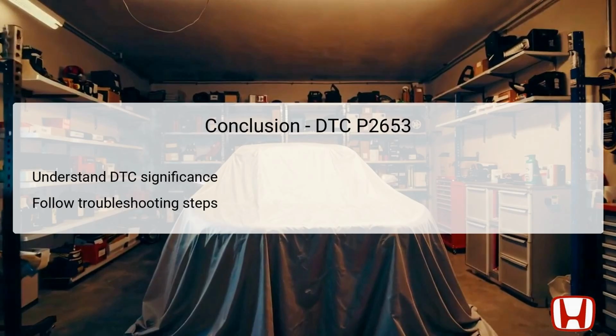In conclusion, DTC P2653 serves as an alert for issues with the rocker arm oil control solenoid circuit in the Honda Accord 2023 and newer models. Understanding the significance of this DTC is crucial for both technicians and vehicle owners, as it provides an important insight into potential engine performance issues. Following outlined troubleshooting steps methodically allows for accurate detection and resolution of the underlying problems, ensuring that each component, from the solenoid to the PCM, is functioning properly.